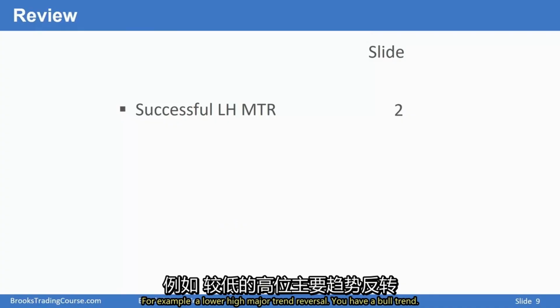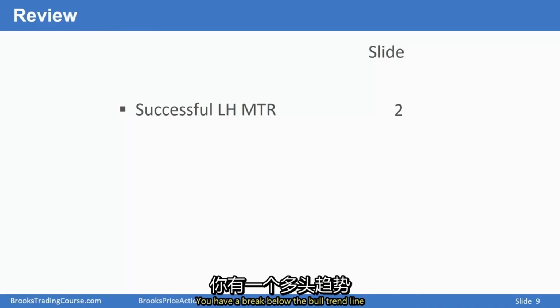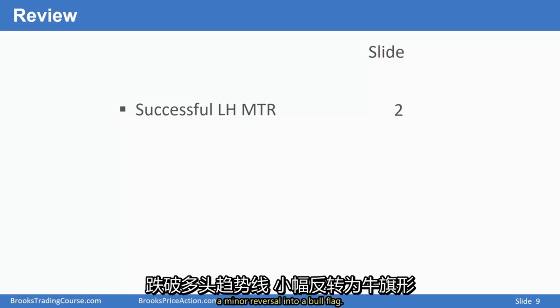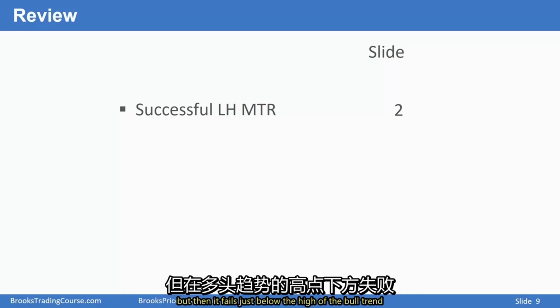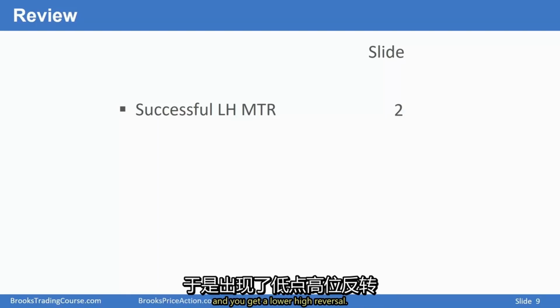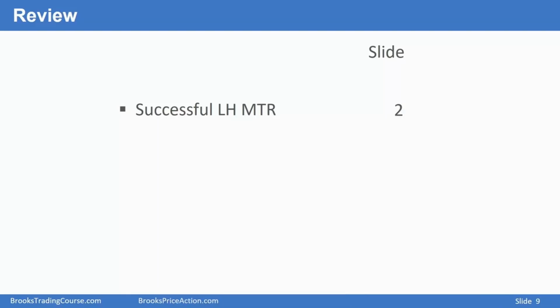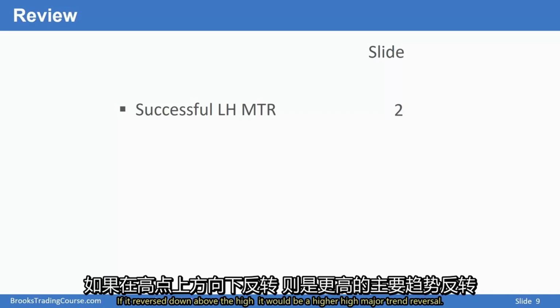I talked about the components of a successful major trend reversal. For example, a lower high major trend reversal, you have a bull trend, you have a break below the bull trend line, a minor reversal into a bull flag. The bull trend tries to resume, but then it fails just below the high of the bull trend, and you get a lower high reversal. If it reversed down above the high, it would be a higher high major trend reversal.